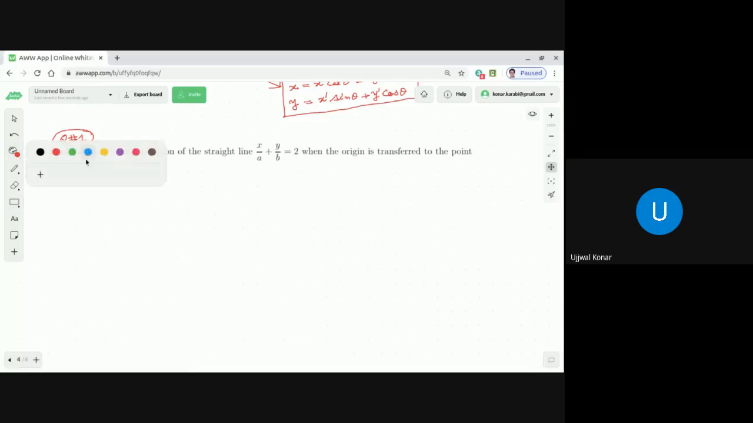So what is our original equation? Our original equation is something like this. Let me write it out here, dear students. So x by a plus y by b is equal to 2. Okay. Now, what happened? The transformation happened. Now, in the transformation, if any point P is there on that straight line with coordinates x comma y, it remains the same point, but its coordinates now become x dash comma y dash.